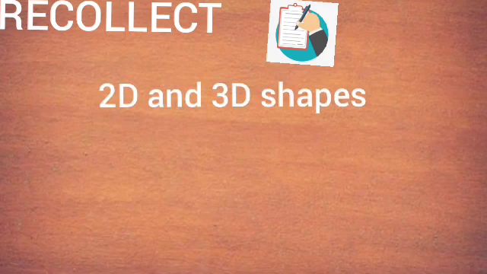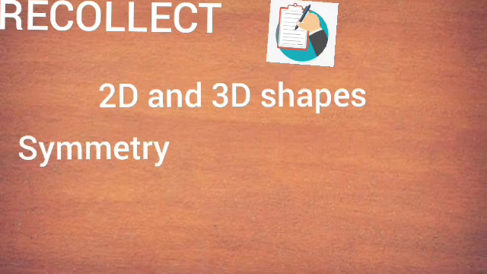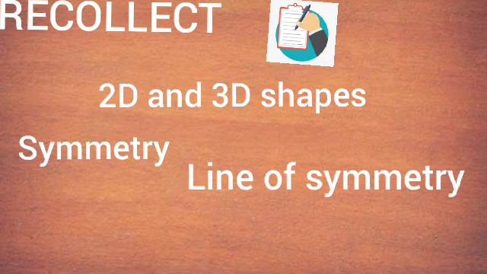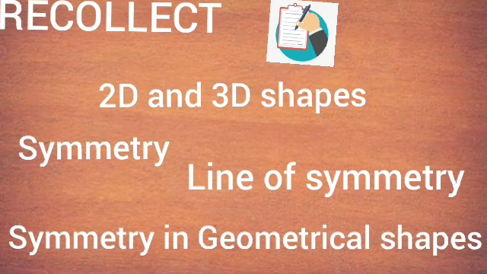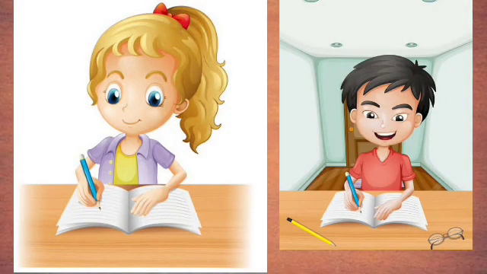Children, today we have learned 2D and 3D shapes, symmetry and line of symmetry, symmetry in geometrical shapes. Copy these in your term book.